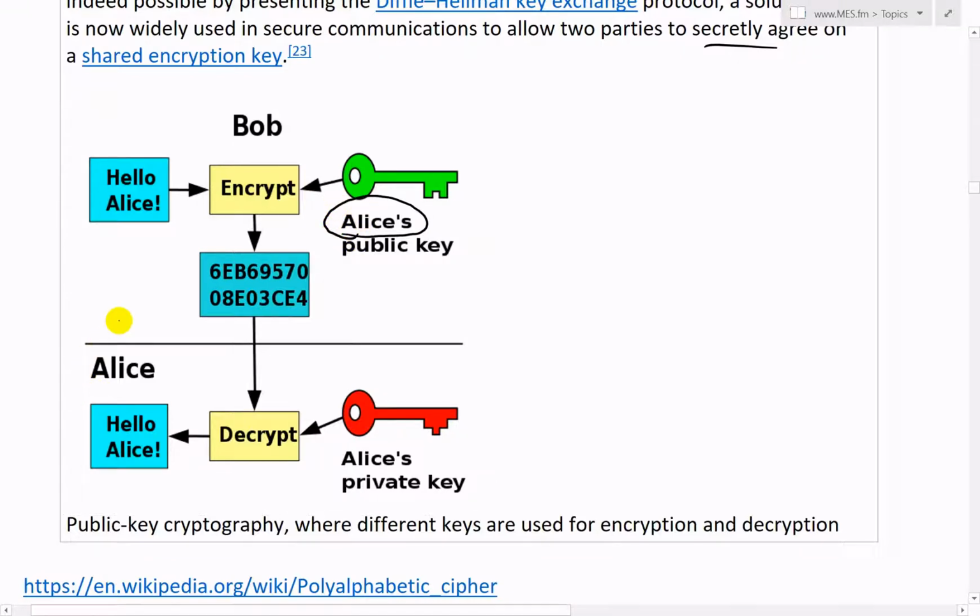So Alice knows this one's public, so he has access to that, and then he can just encrypt it. So this one's unbreakable. The only way you can decrypt is with Alice's private key. Absolutely amazing. So all she had to do is keep this one secret.